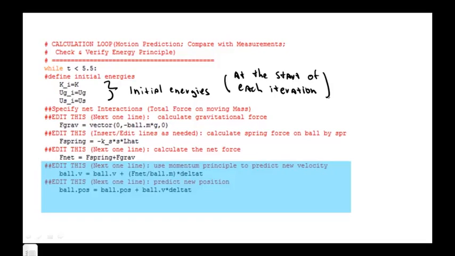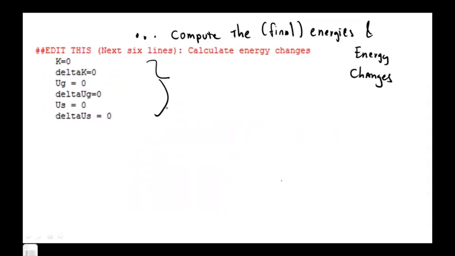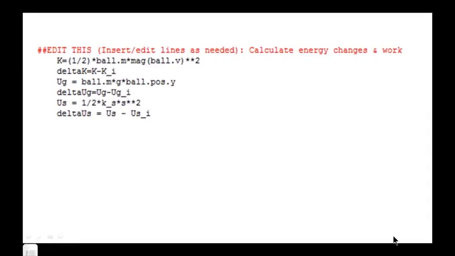law. Now after we predict the new velocity and new position of the mass, we now can compute the final energies, and after that the energy changes. To do this correctly, we need to edit these lines of code. So let's pause again and see if you can do this before going on with the lecture. Here's what the code should look like, so make sure you did this properly. You should now be able to run the code and check to see that there are no errors.